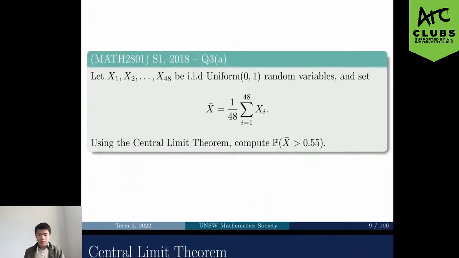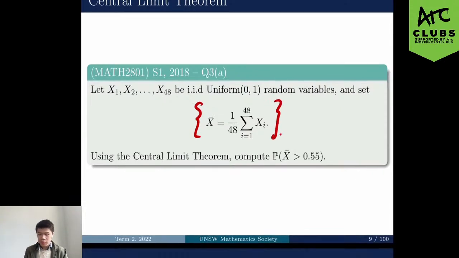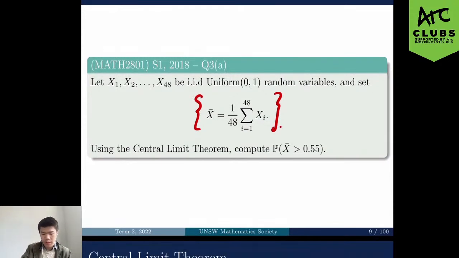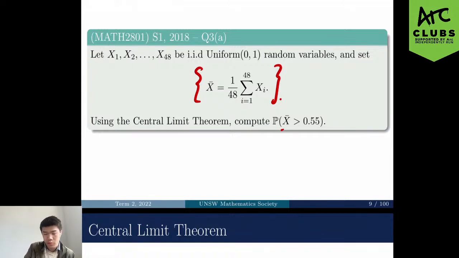Okay, so let's apply it to an example. So we've got uniform random variables, and bada bing, we've got the mean over here. Okay, so let's just think about that for a second. We're going to use the central limit theorem because they want us to calculate the probability of this mean being greater than 0.55, and that involves normal probabilities and approximations.